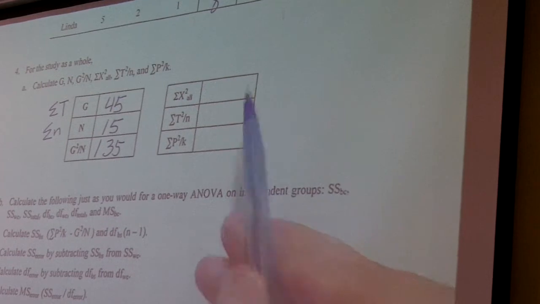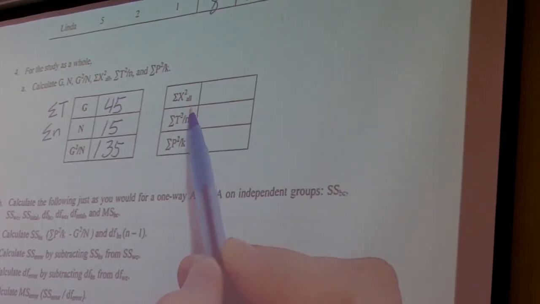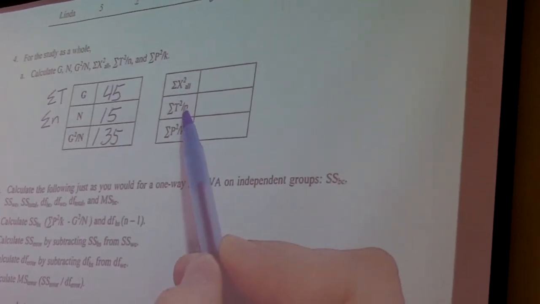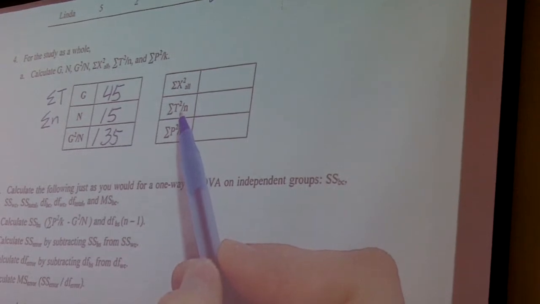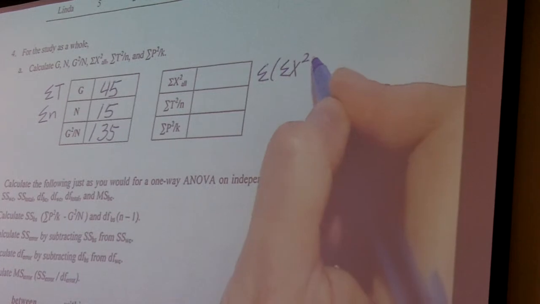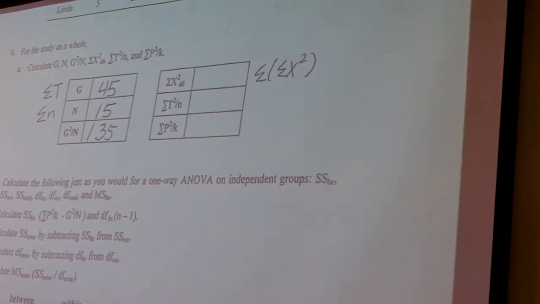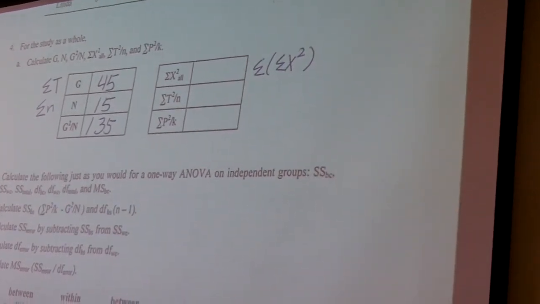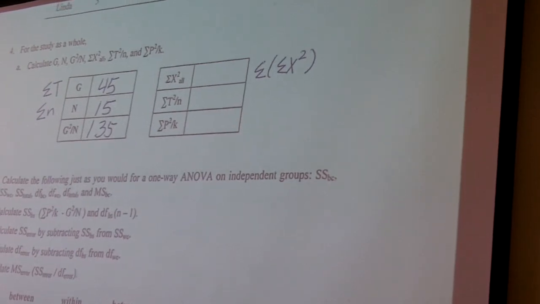Okay. Now, if I do sum of x squared all, so I'm going to add up all the sum of x squareds from the previous page. Add those together. This is the sum of x squared from the previous page, right? 221. I have a vote for 221. Yes.